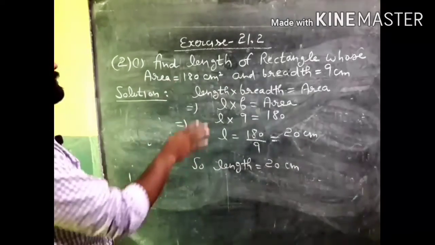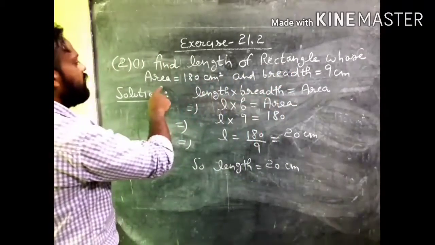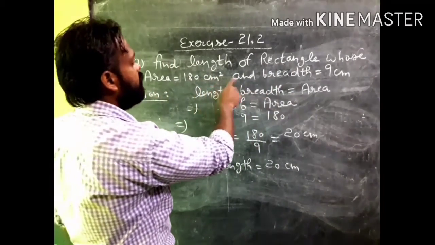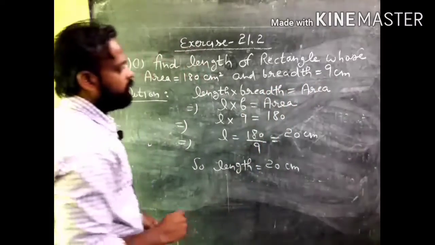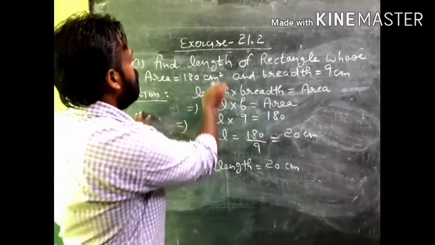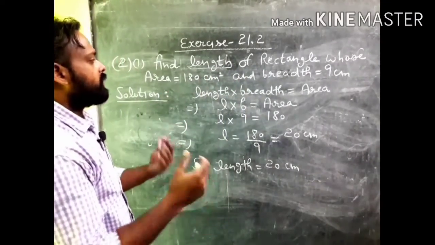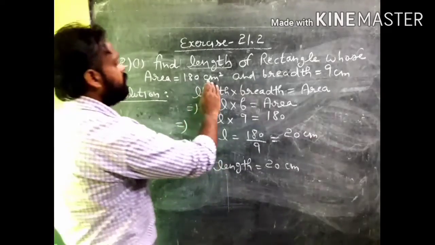Okay, now first of all see its statement. Find the length of a rectangle whose area is 180 centimeter square and breadth is 9 centimeter. So this is a very simple sum, because in this case we just have to find the length of a rectangle. And again, before starting the sum, first of all we have to see its units.